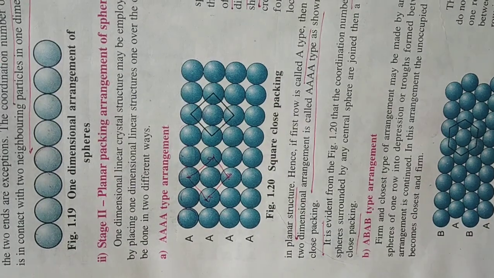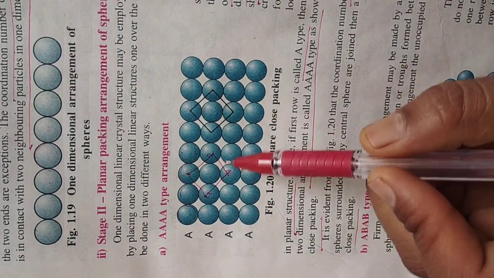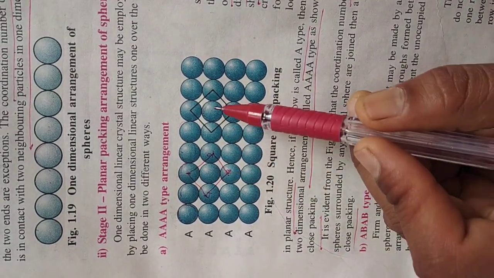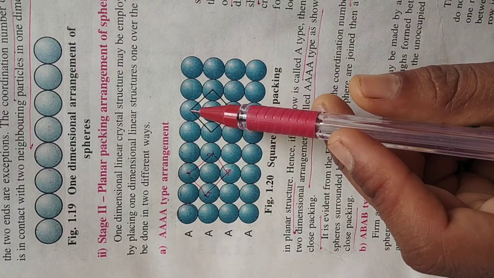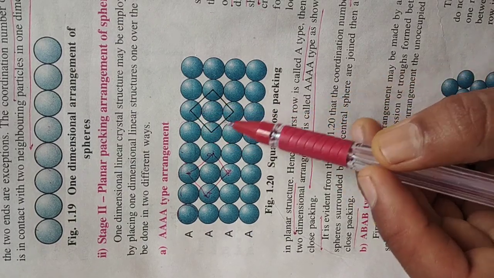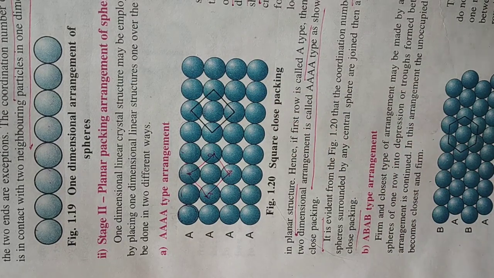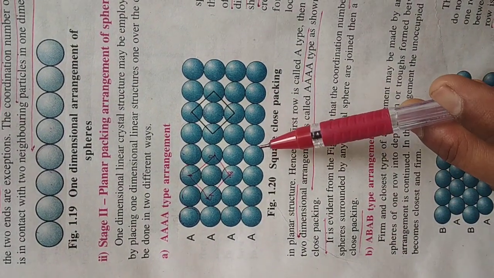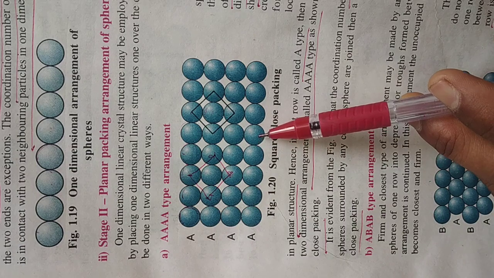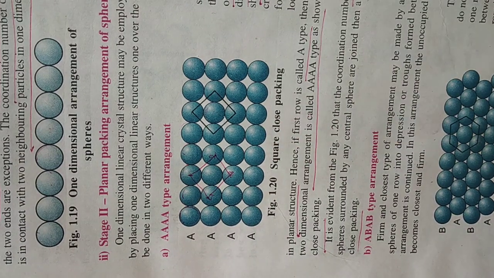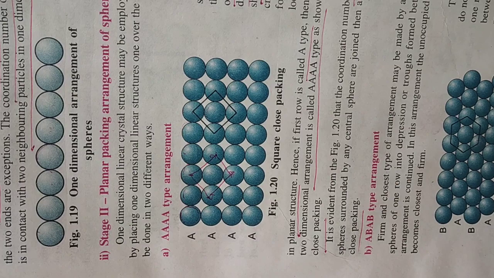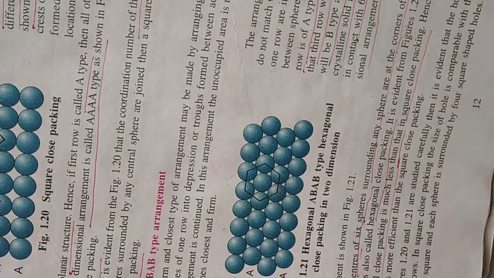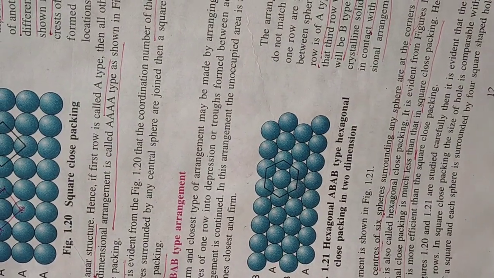close packing. Okay, and the coordination number for this is 4 because one atom has four different atoms attached. That's why its coordination number is 4, and this packing is called square close packing. This is the A type two-dimensional packing. Then the next type in two-dimensional is ABAB type.